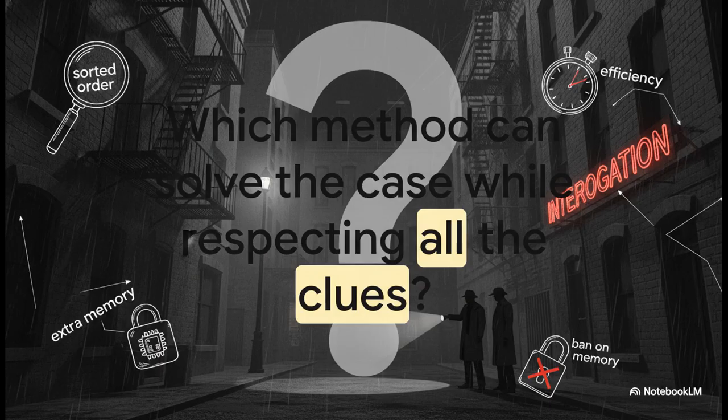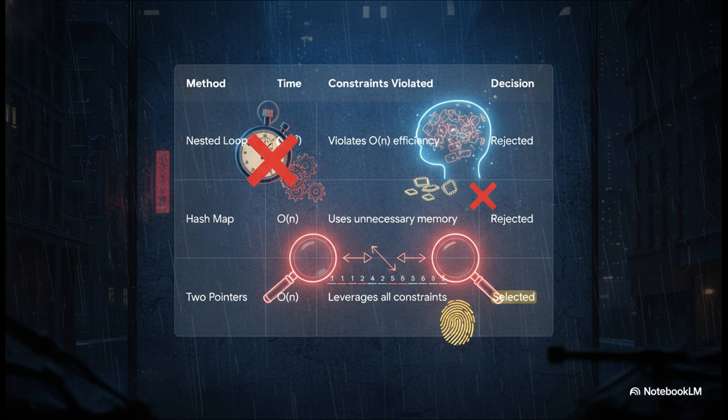Let the interrogation begin. First up, we've got the brute force nested loop. It's thorough, sure. It compares every number to every other number, but it's way, way too slow for our needs. Rejected. Next in line, the hash map.